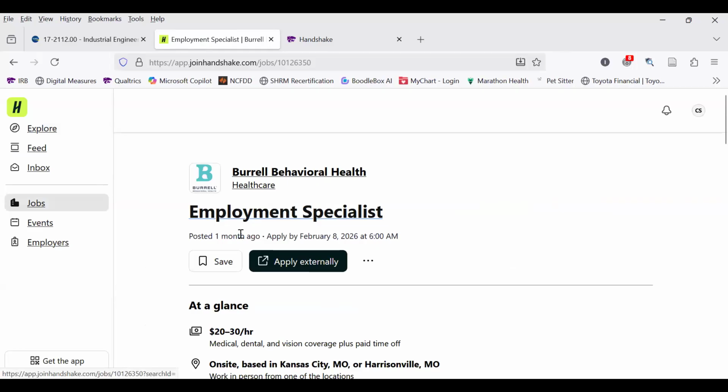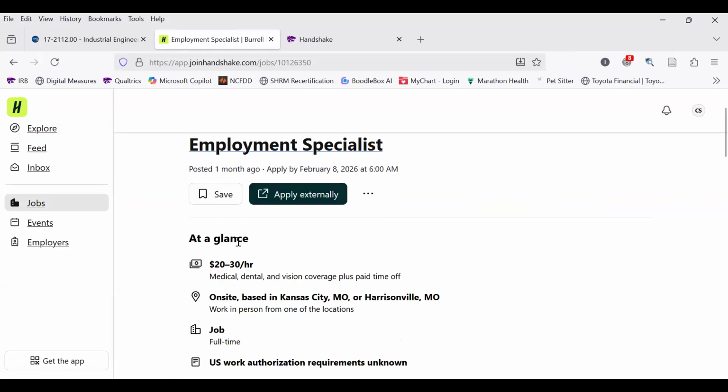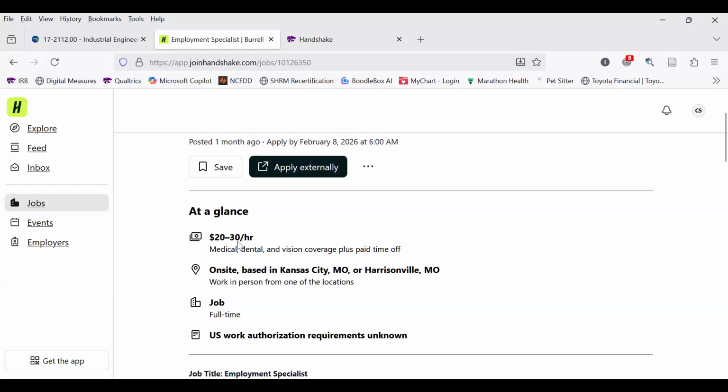It has the name of the position. And here, Handshake will also tell you how long it's been posted. That can be very helpful, as well as how to actually apply for them. A job description may or may not tell you much about how much it's paying. Some states require it and some don't.